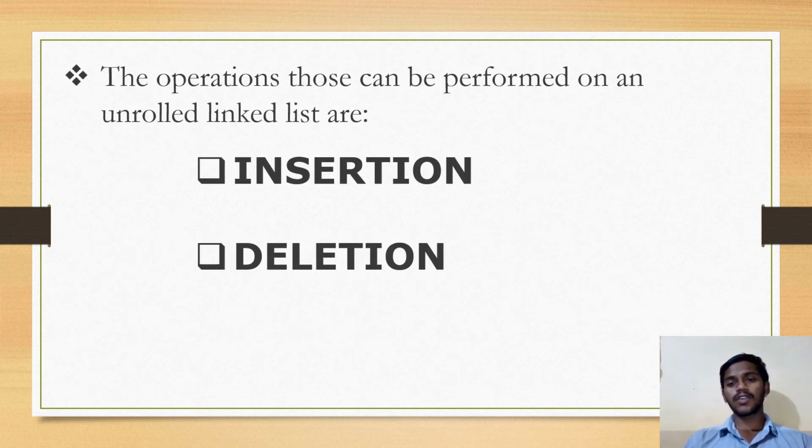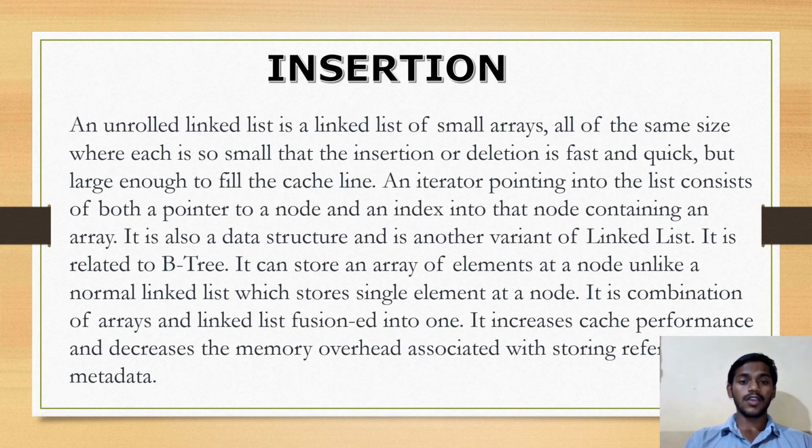The operations that can be performed by the unrolled linked list are insertion and deletion. An unrolled linked list is a linked list of small arrays, all the same size, where each is small enough that insertion or deletion is fast and quick, but large enough to fill the cache line. An interior pointer into the list consists of both a pointer to a node and an index into the node containing an array.